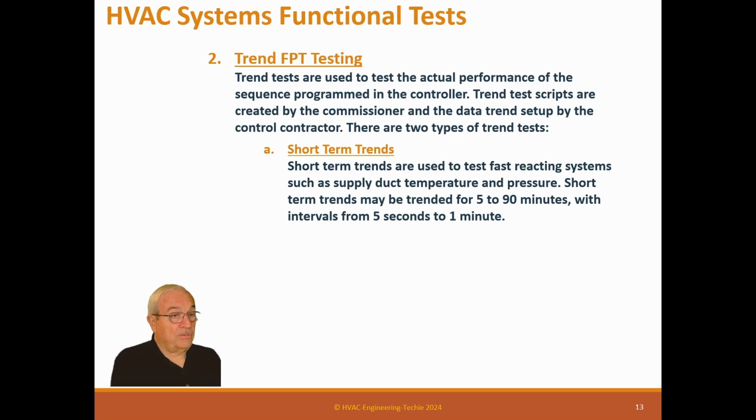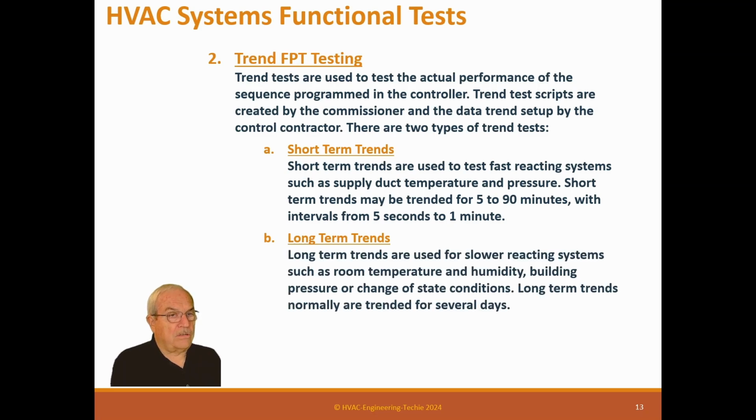Now, normally short-term trends are created by you. You actually write the script, and normally the control contractor inputs it right there into the system and creates a trend for what you want to watch. And then you guys sit there and watch it, and then he collects the trend data. These are a little bit labor-intensive, but you can do a whole bunch at the same time. Long-term trends are easier to do because they're kind of automatic.